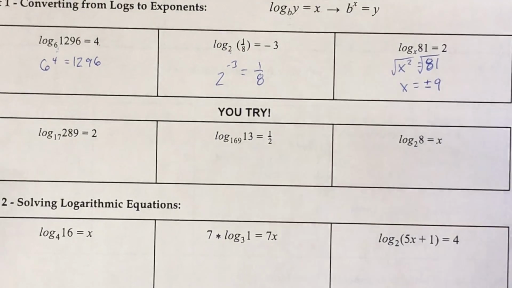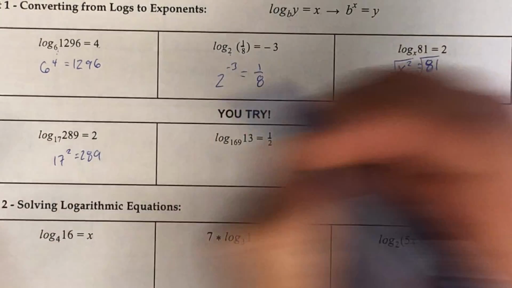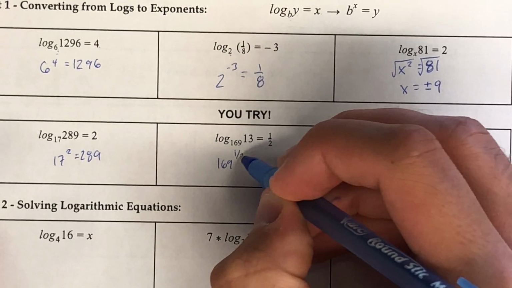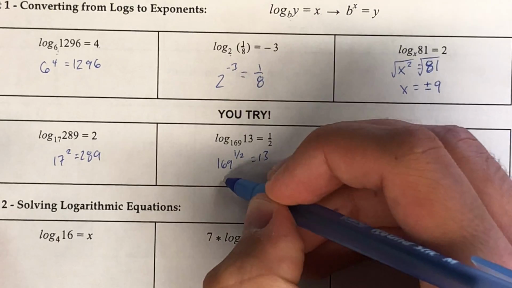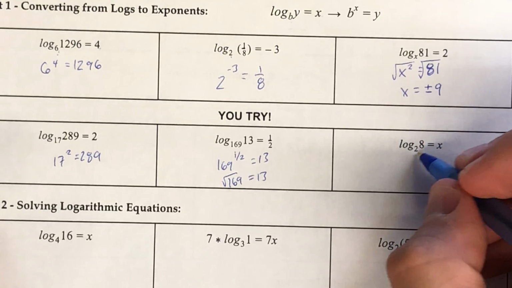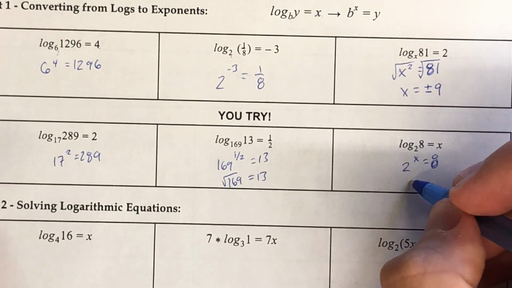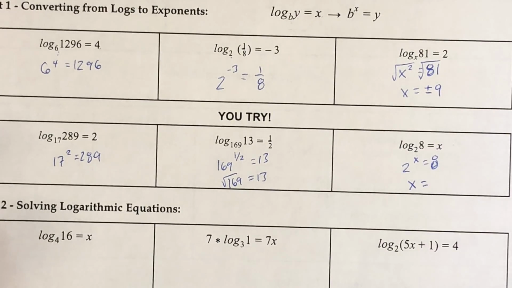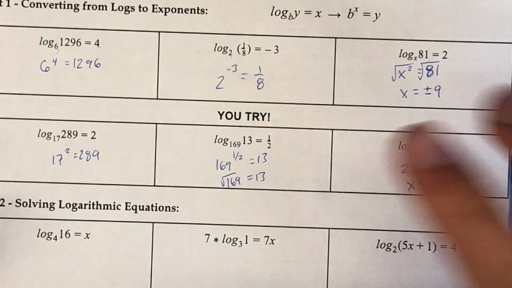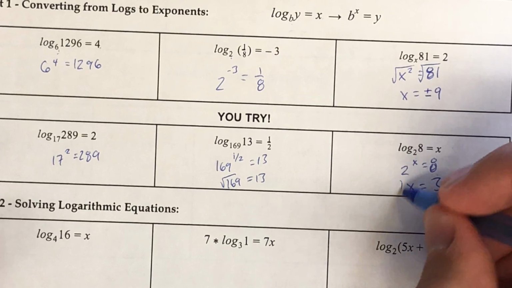All right, you've had your chance. 17 to the power of 2 equals 289. 169, sorry, to the power of 1/2 equals 13. Remember, anything to the power of 1/2 is the same thing as the square root, so we know that's true. And here, 2 to the power of x equals 8. With that in mind, what does x equal? 2 to what power gives us 8? 2 times 2 is 4, times 2 is 8, so 2 to the 3rd, so x would be 3.